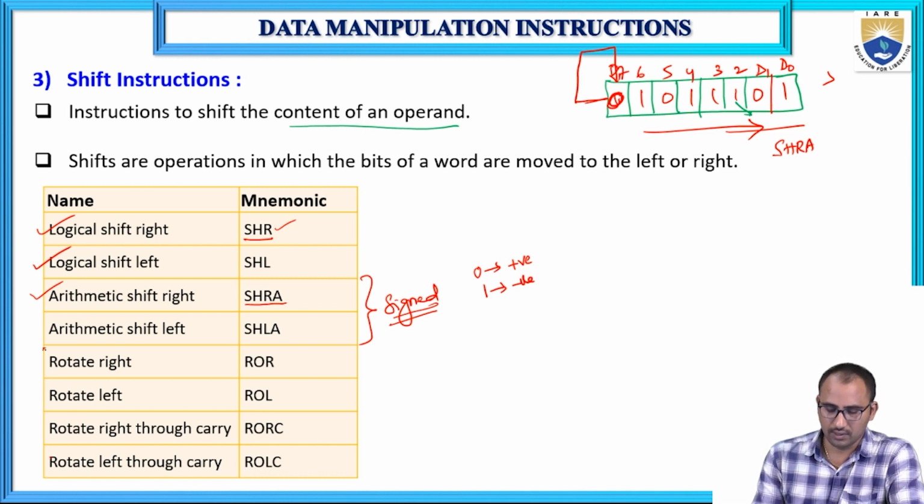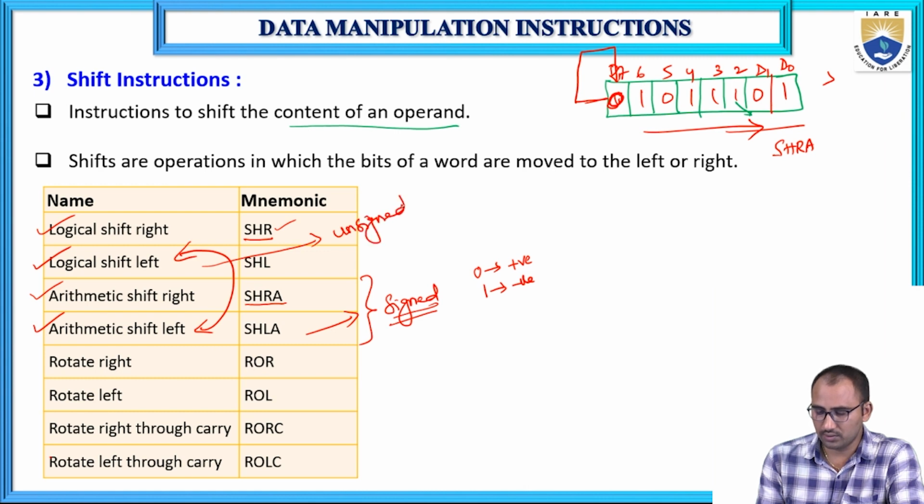And shift left, arithmetic shift left. This arithmetic shift left is similar to the logical shift left, the same operation. But the arithmetic shift left is useful for signed numbers, and the logical shift left is used for unsigned numbers. That is the only difference. The remaining operation is the same. And next, rotate right.